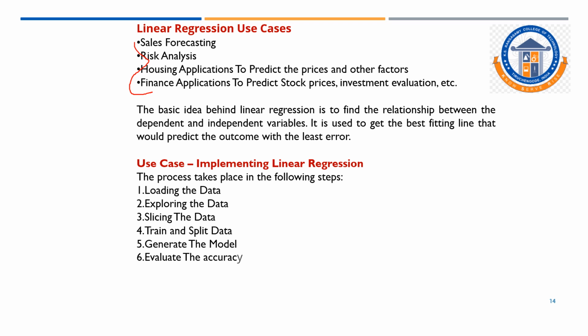The implementation of linear regression is by loading data and exploring the data, what is in the data, and slicing the data, that is dividing the data using the parameters or factors which are characterized together, and then splitting the data for testing and training, generating a model and evaluating the model by using least square mean error and root mean square error. After evaluating the accuracy of the model, we improve the model's performance by using regularization techniques like lasso and ridge regression.